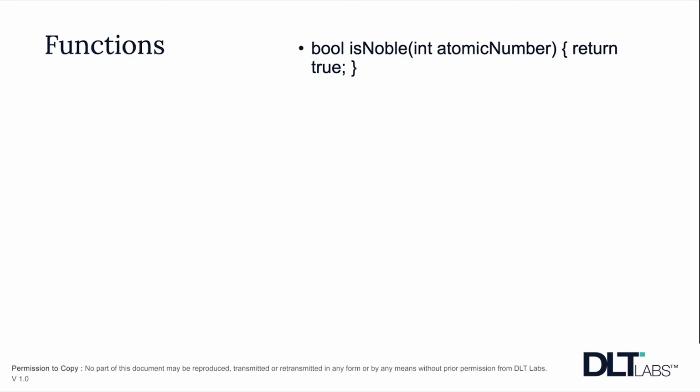Let's look at the code. bool, this is the return type. isNoble is the name of the function. int atomicNumber, int is the type of the input parameter. The name of the parameter is atomicNumber. These curly braces are the body of your function, returning true because the return type is Boolean.